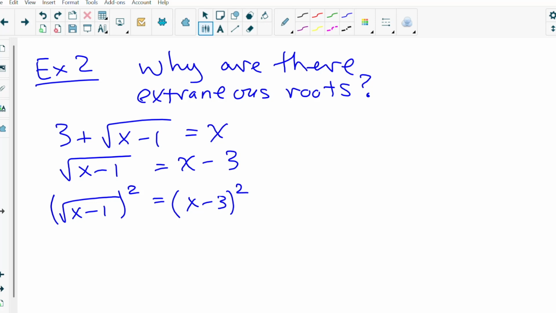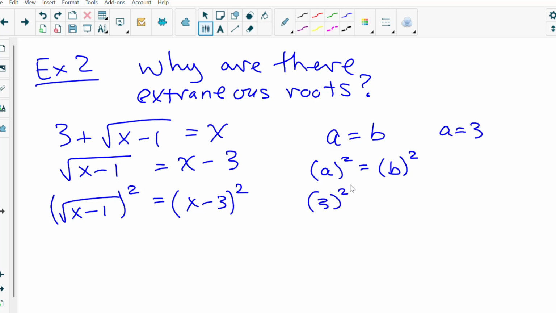Why? Let's think about this. If I just have the simple statement a equals b, and I square both sides, a squared equals b squared, well, that's true, right? So if I pick the number, let a equals 3, 3 squared equals b, which equals 3 squared. That's true. This is also true, folks. Negative 3. If I say a equals negative 3 equals b, this is also true, folks.